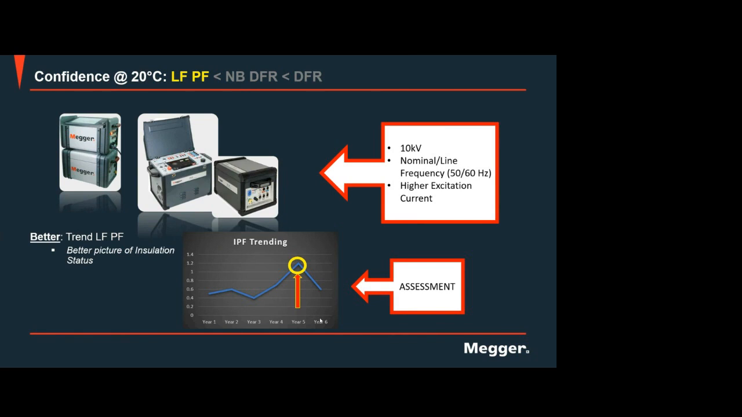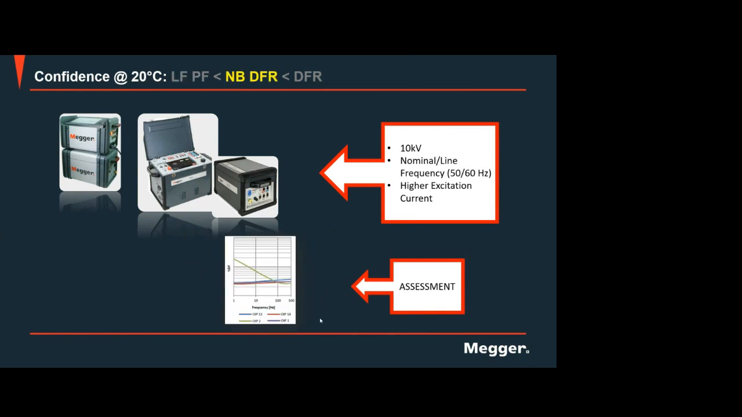Now there is another tool which gives us a better or the best for this line frequency equipment. Okay, there is a better tool that we can use to analyze the insulation status of our equipment. This is what we call the narrowband DFR.